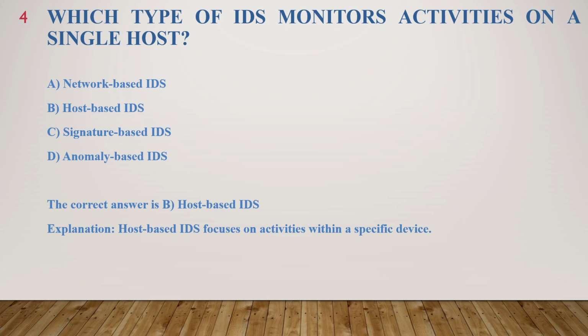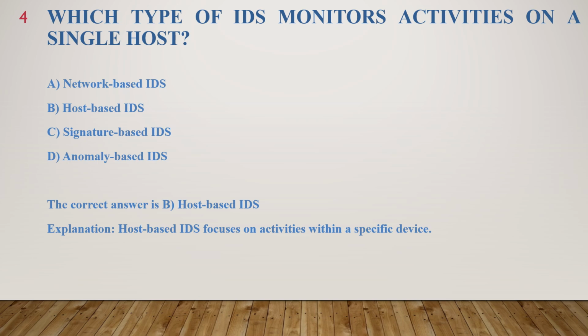Network-based IDS monitors network traffic flowing through a network segment or device, can detect attacks targeting any system on the network, regardless of which host they come from or target, provides a broader view of network activity, but lacks deep insight into individual hosts. Host-based IDS monitors activities within a single host, server, workstation, etc.